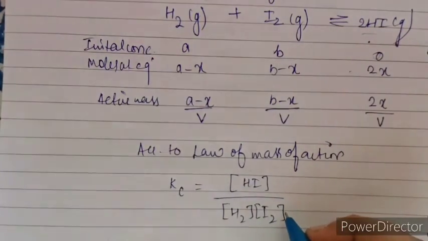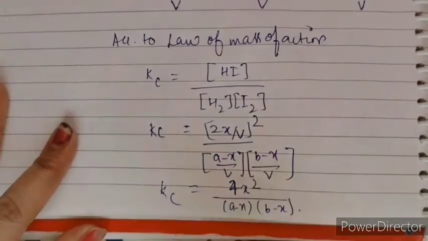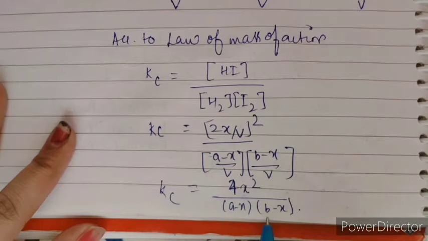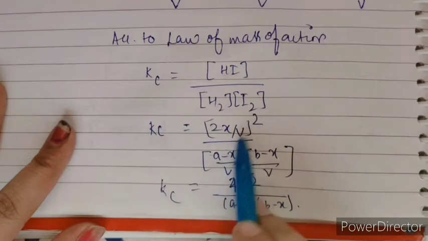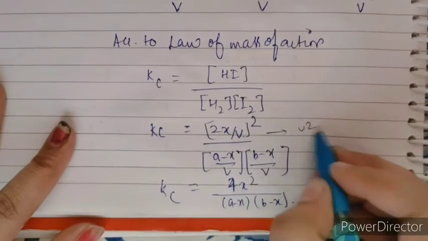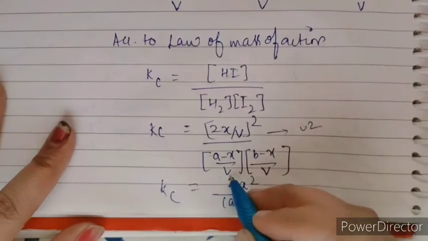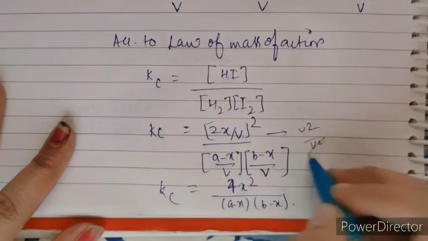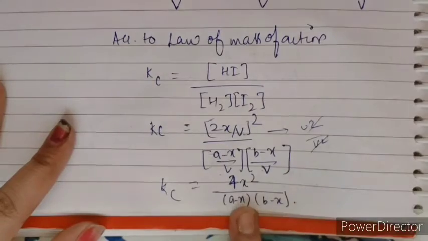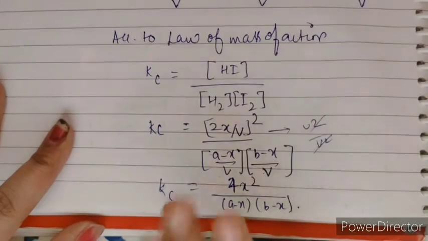So now we have to put all the given values in this expression. After putting in all the values, the equation will look like this: 4x squared divided by A minus X and B minus X. The volume will cancel out in both cases, because the numerator becomes V squared and after multiplying the two terms in the denominator we also get V squared. So V squared by V squared cancels out and the remaining is this value. So this is the first part.